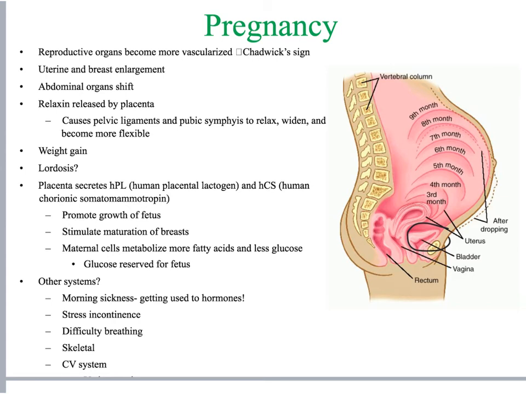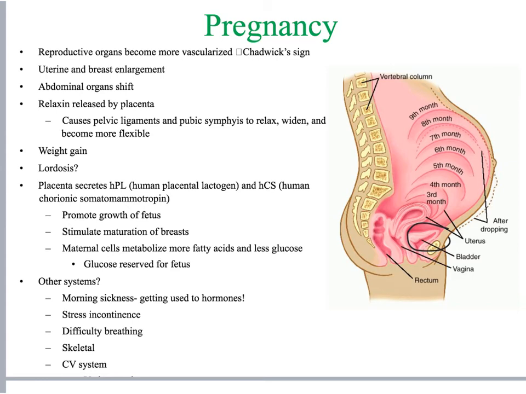There's also a couple other hormones secreted from the placenta called HPL and HCS, human placental lactogen and human chorionic somatomammotropin. These not only promote the growth of the fetus, they stimulate the breast to mature further, and it causes the mother's maternal cells to metabolize more fatty acids and less glucose, giving the rich, wonderful glucose to the fetus itself.